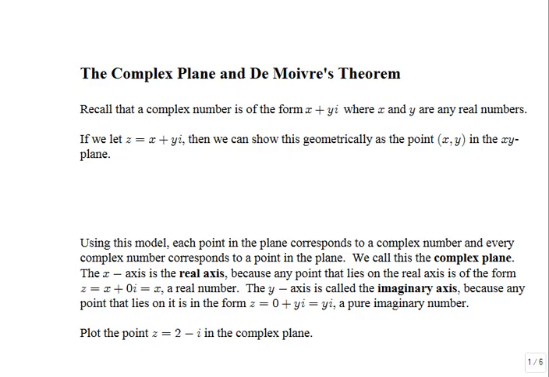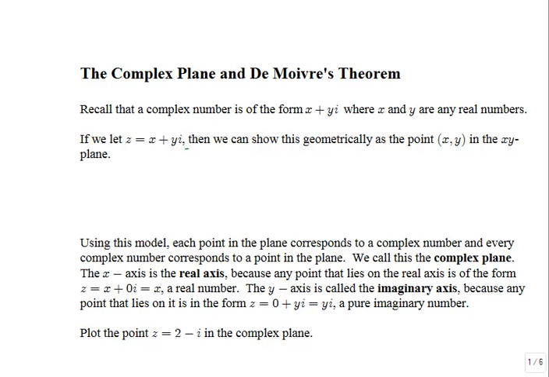Welcome to the video lecture on the complex plane and de Moivre's theorem. Recall that a complex number is anything of the form x plus yi, where x and y are any real numbers. If we let z equal x plus yi, then we can show this geometrically as the point x comma y in the xy plane.